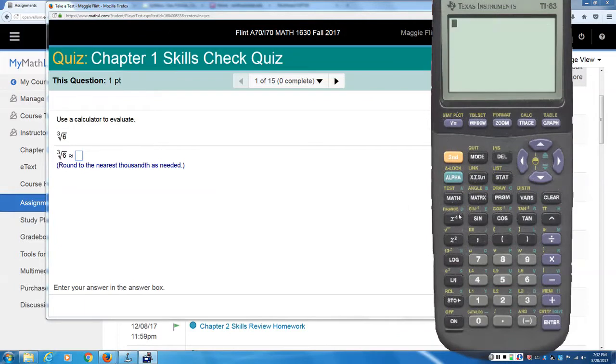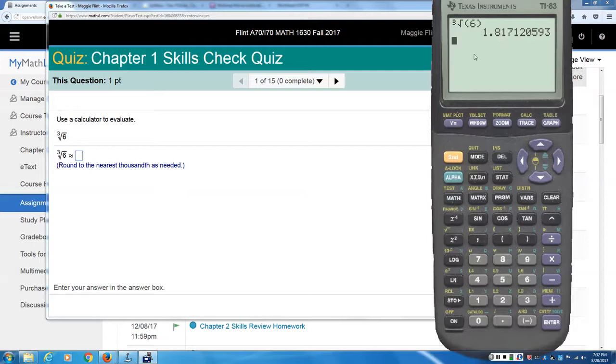Okay, on the TI calculator, the way that you get the cube root of 6, there's 2 ways. You hit the math button, go down to number 4, and that's cube root. Put in a 6 and close the parentheses. It says the cube root of 6 is 1.817120593. It tells you to round to the nearest thousandth. That means 3 decimal places. So this would be 1.817.